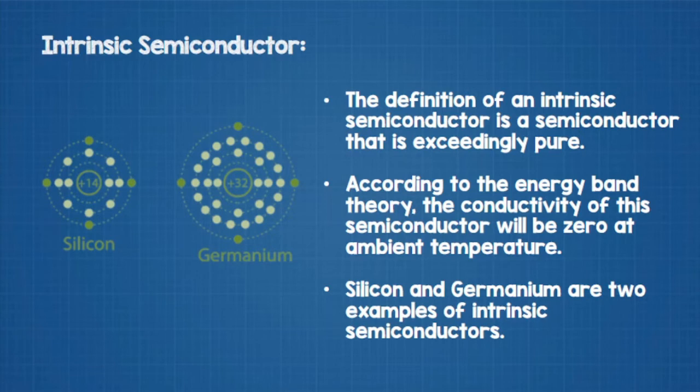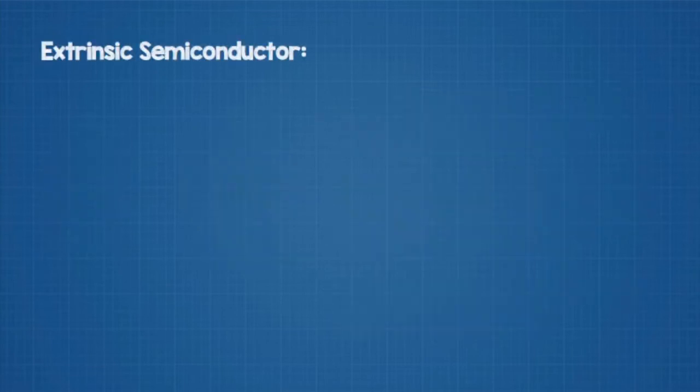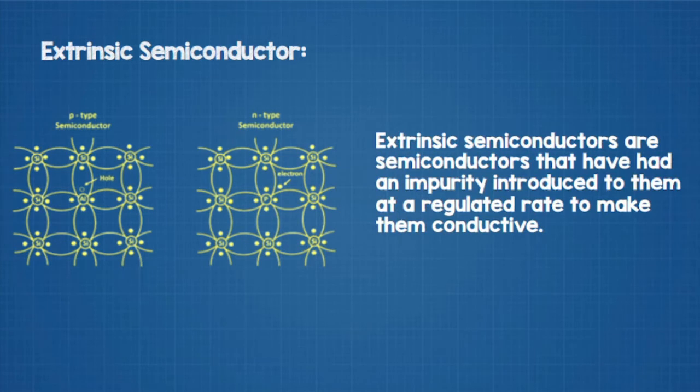Intrinsic semiconductor. The definition of an intrinsic semiconductor is a semiconductor that is exceedingly pure. According to the energy band theory, the conductivity of this semiconductor will be zero at ambient temperature. Silicon and germanium are two examples of intrinsic semiconductors. Extrinsic semiconductors are semiconductors that have had an impurity introduced to them at a regulated rate to make them conductive.